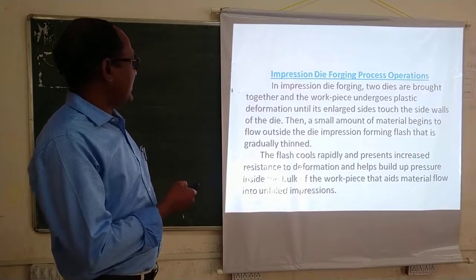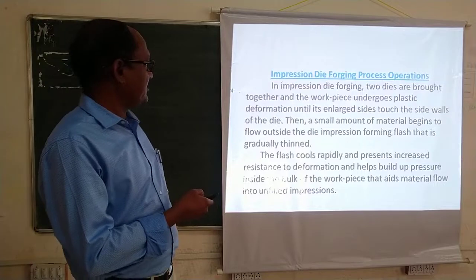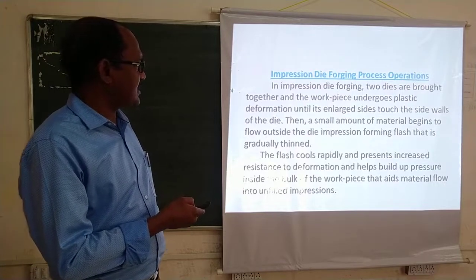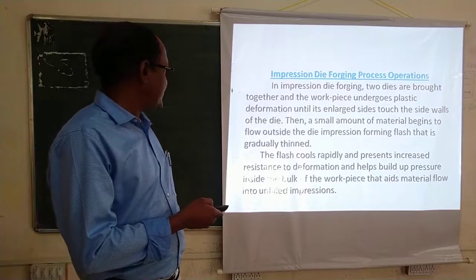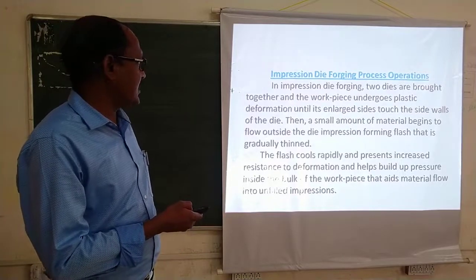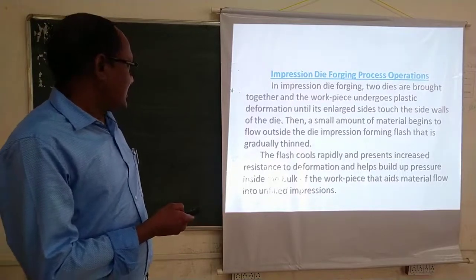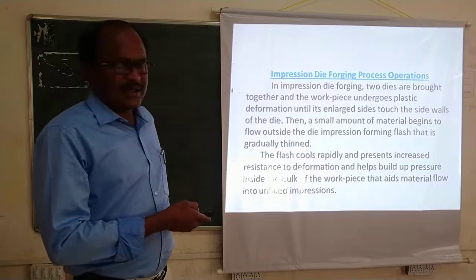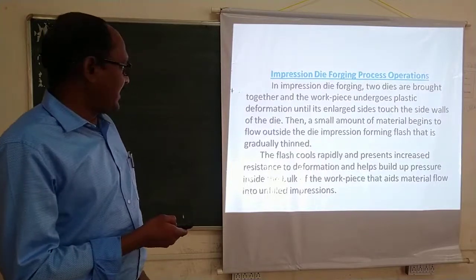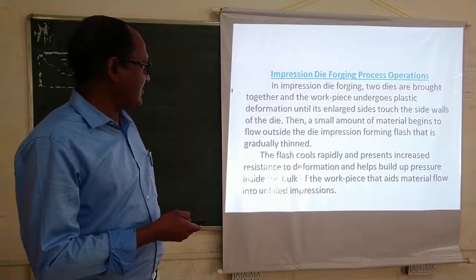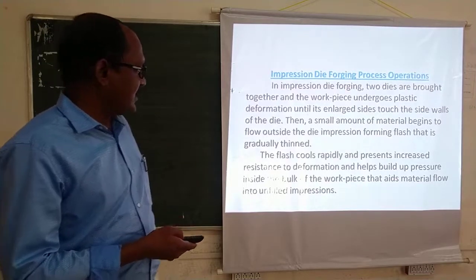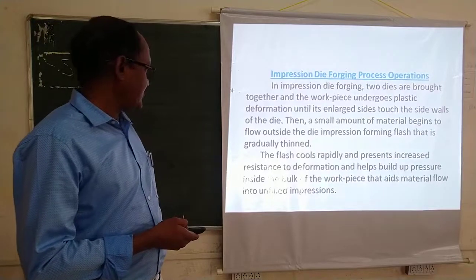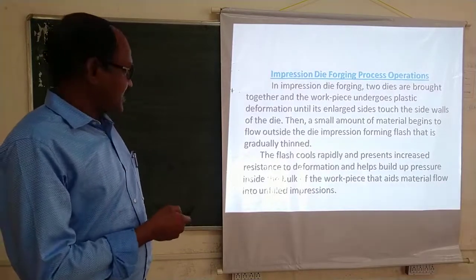Two dies are brought together and the workpiece undergoes plastic deformation until its enlarged sides touch the side walls of the die. Then a small amount of material begins to flow outside the die impression, that is called flash, and that is very thin and is cut at the last. The flash cools rapidly and presents increased resistance to deformation and helps build up pressure inside the bulk of the workpiece that aids material flow into unfilled impressions.